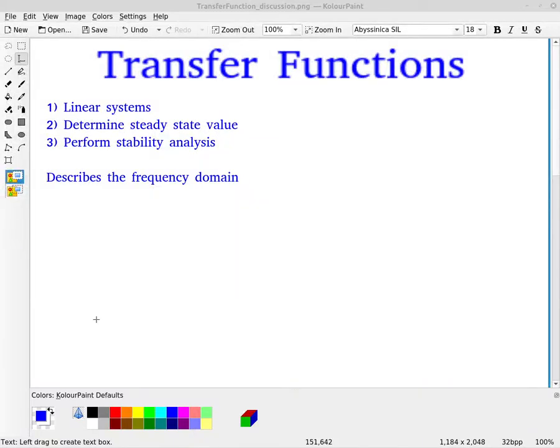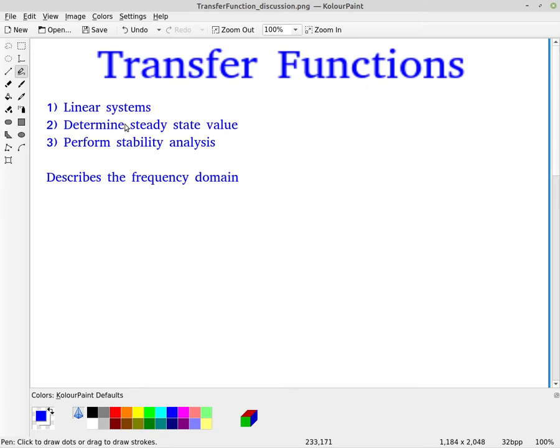This video discusses the use of transfer functions. A transfer function uses a linear system. So if you have a nonlinear system, you have to first make a linear approximation to that.